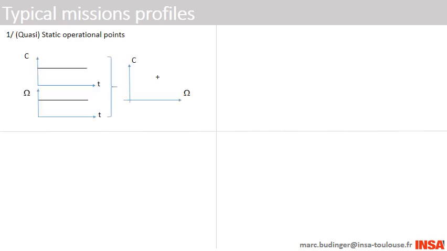On this slide, we'll have a few examples of typical mission profiles. First, an operational situation where power variables remain constant. This profile can be represented by an operational point in a power plot, speed, torque. This operational point can be used to size a device which has a constant functioning, such as a cooling fan, or a device where inertia is negligible, a hydraulic jack for instance.